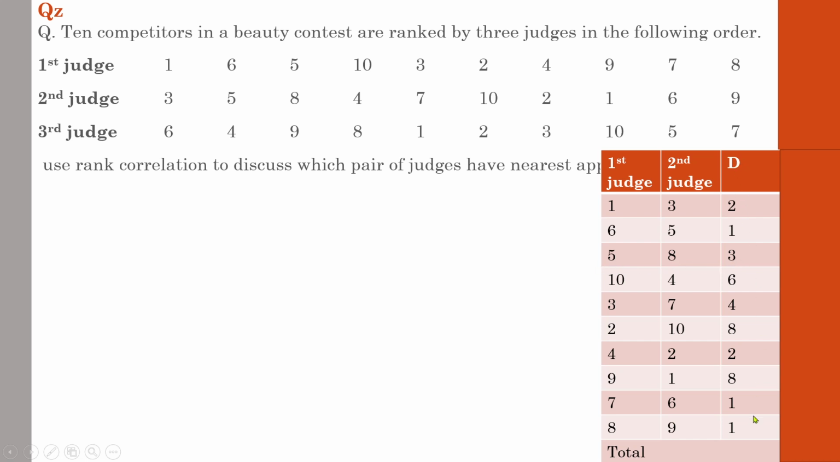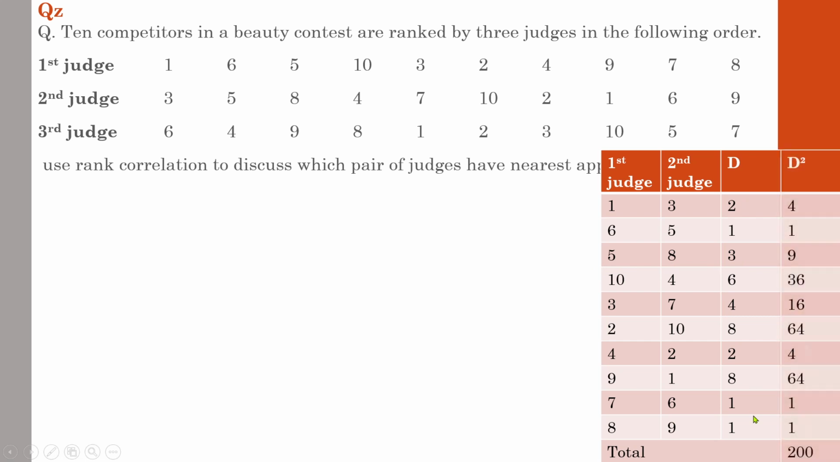Once you have found D, next you need to find D square, because in the equation it is D square we have to use. So D square is easy. Just take the square of each individual item in D and take the total of D square. Next, you need to substitute these details in the equation.